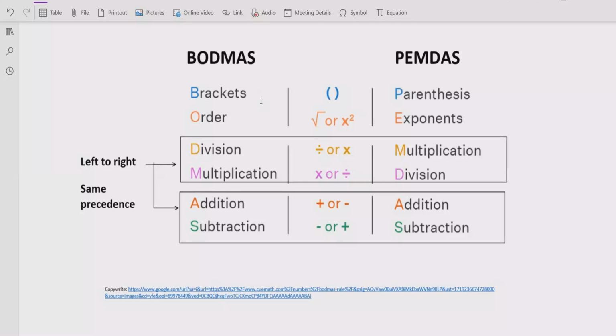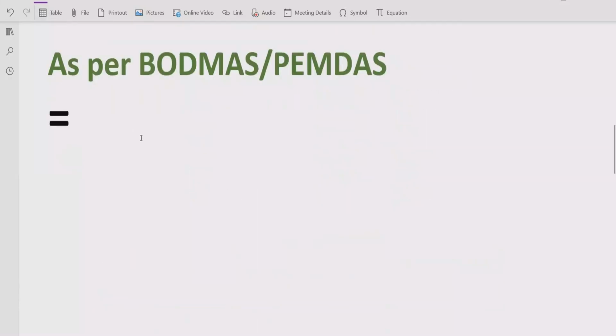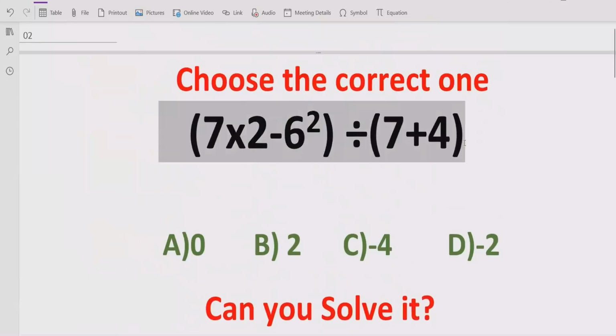Step number 3 is you have to solve division and multiplication. Both have similar precedence, so you can solve whichever is coming first. You have to go left to right in your expression and find division and multiplication. Similarly, for addition and subtraction, we have the same rule. We can solve addition first if it is coming first, and we can solve subtraction first if it is coming first. Now, let's move forward to solve the given expression.